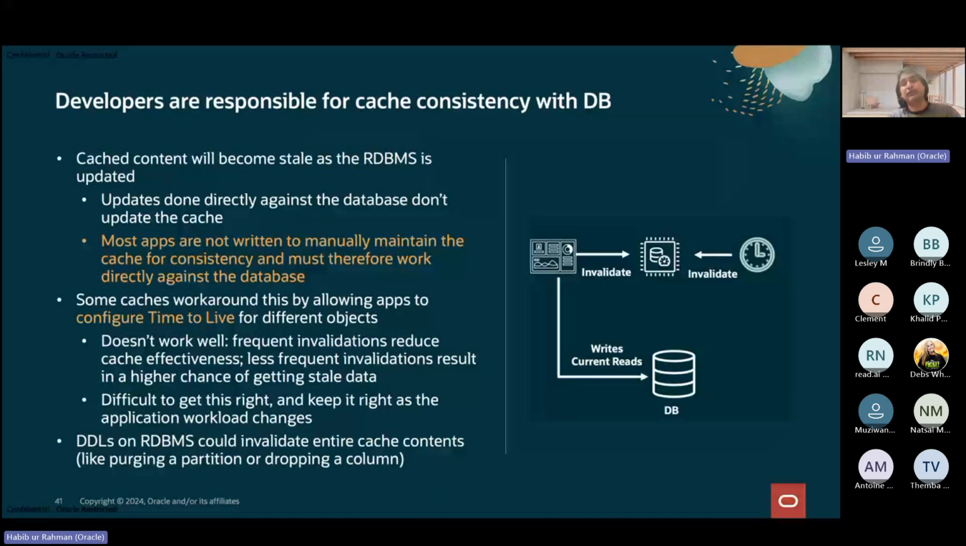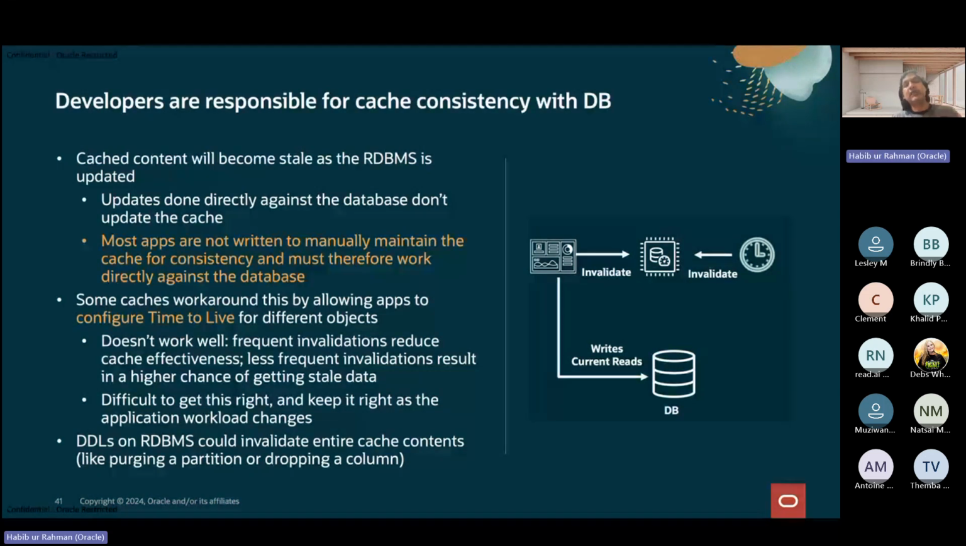Most applications are not written to manually maintain the cache for consistency, and therefore the work done directly against the cache is increased. If you see the diagram on the right side, we have the application, the cache below it, and the database. What actually happens is the data coming from the cache is invalidated, because the data present in the cache is not the relevant, latest one. So more invalidation happens, slowness happens, and you always get old data.